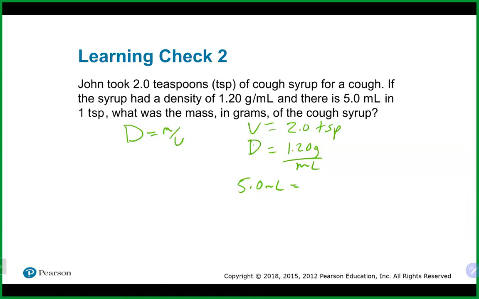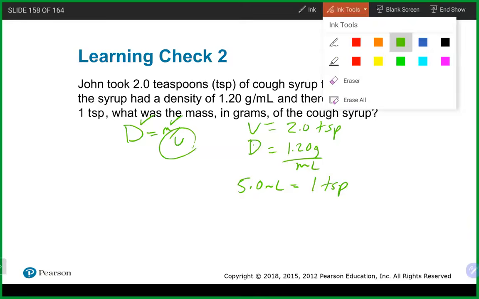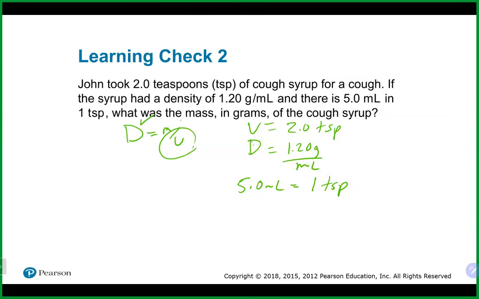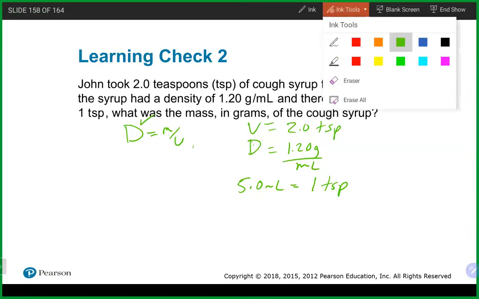5 milliliters is 1 teaspoon. So once again, if you're not sure, I've got density going on, I've got volume going on. So if I check the right one, that would be better. I'm still learning that alphabet. Let's see here. Let's try that again. All right, come here. There you go.